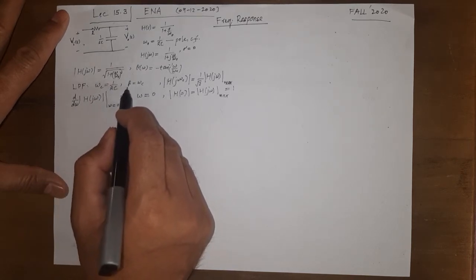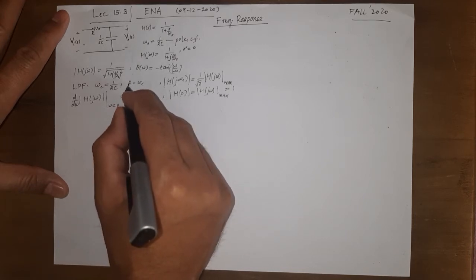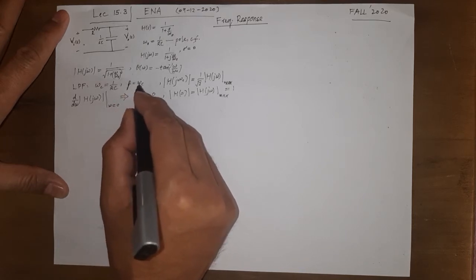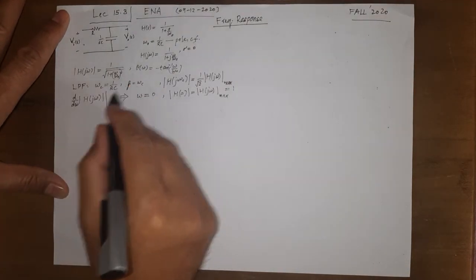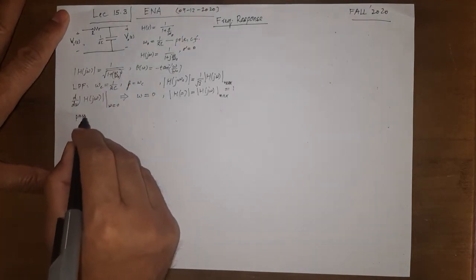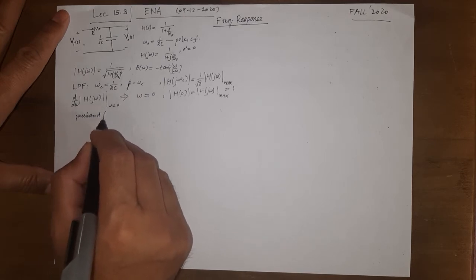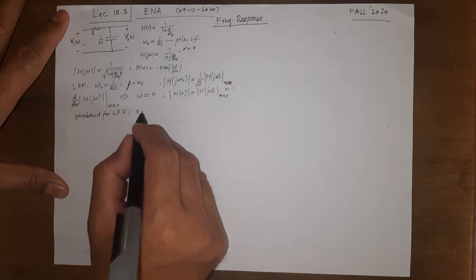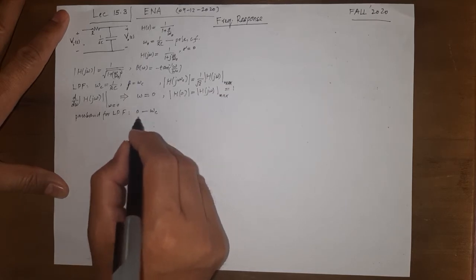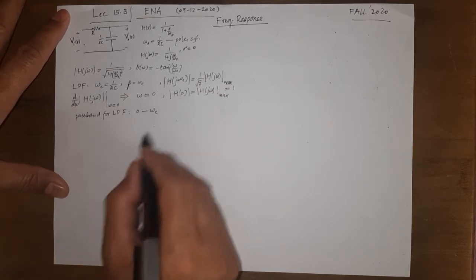The bandwidth, the width of the pass band, is equal to omega c as well, because for a low pass filter the pass band is from 0 to omega c. So the width would be omega c minus 0, that is omega c.